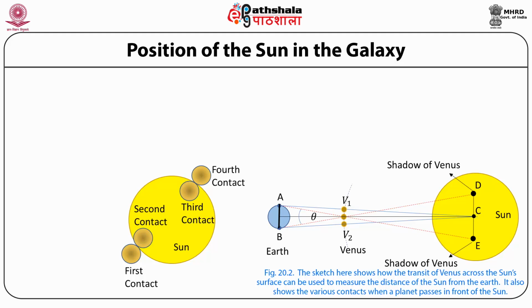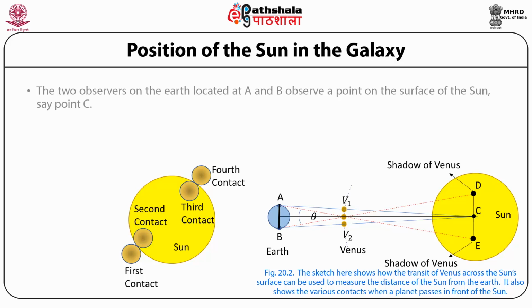It also shows the various contacts when a planet passes in front of the Sun. In the given figure, two observers on the Earth are located at A and B. Observe a point on the surface of the Sun, let's say at point C. Usually, astronomers observe what is known as the first contact of Venus with the solar disk.